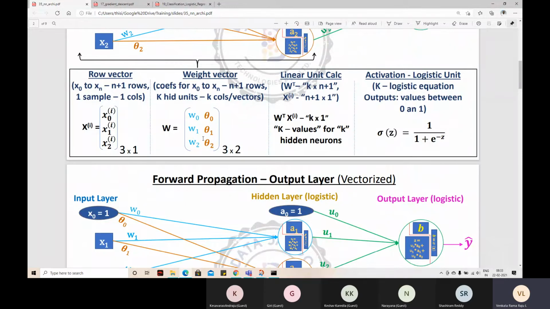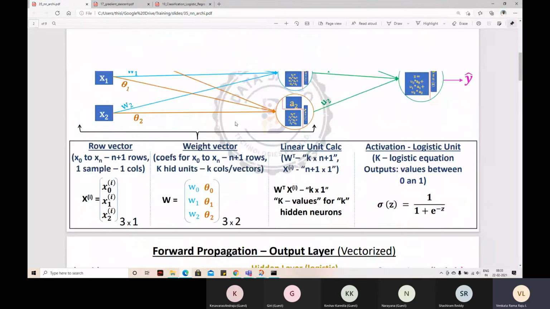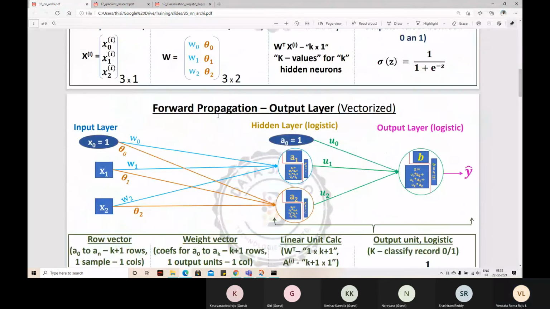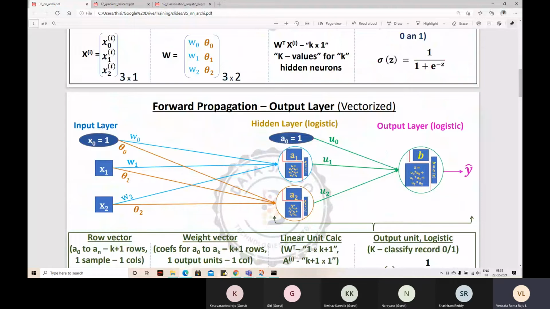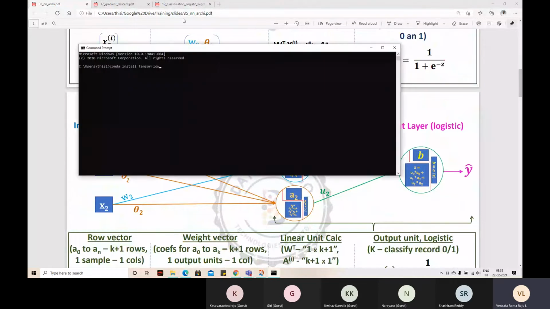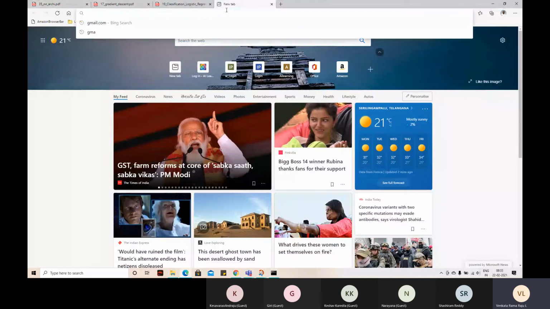Gaming computers will have GPUs, and even our normal Intel computer will have an Intel GPU, but that GPU is not useful because the TensorFlow and PyTorch frameworks use CUDA, a framework built by NVIDIA, to do these vectorized implementations. Okay, so you can install TensorFlow like this, but there are two variants of TensorFlow.